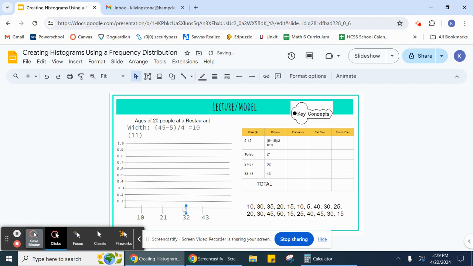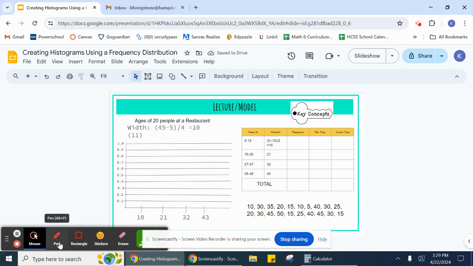And now we're going to find our frequencies. I know normally that's kind of a pain, but again, we only have 20 numbers here to sort through. Okay, let's first find how many numbers are between 5 and 15. I see 5, 15, 10, 10, and 2 more 15s. And I believe that is it. 1, 2, 3, 4, 5, 6.